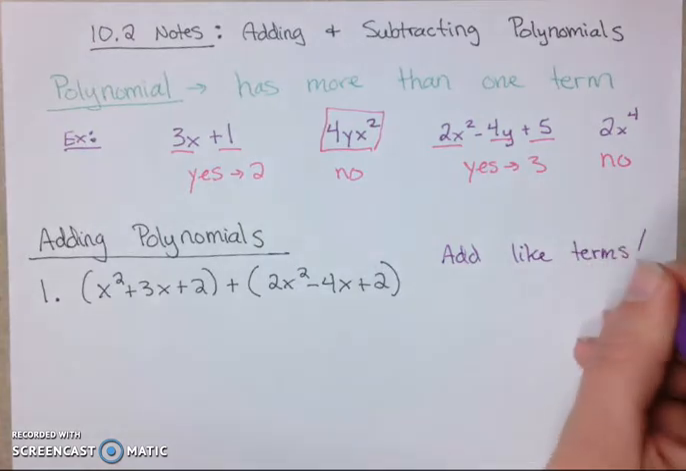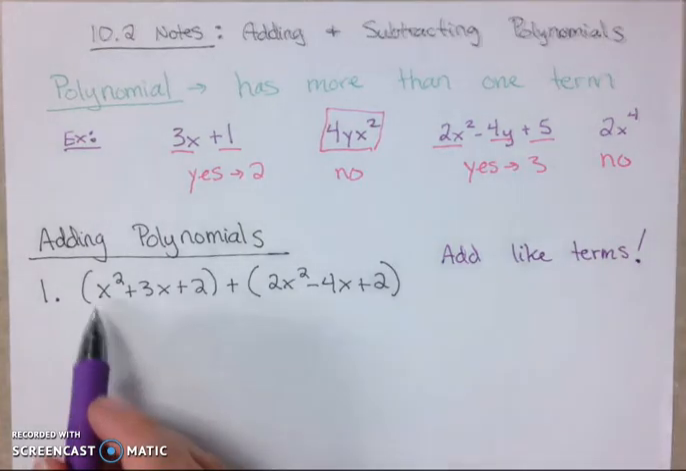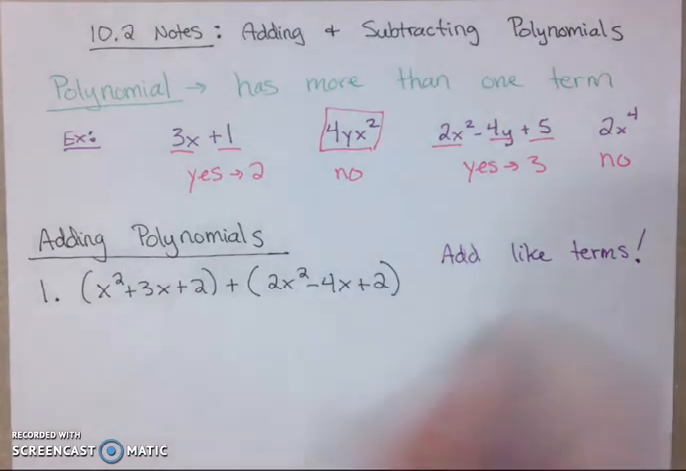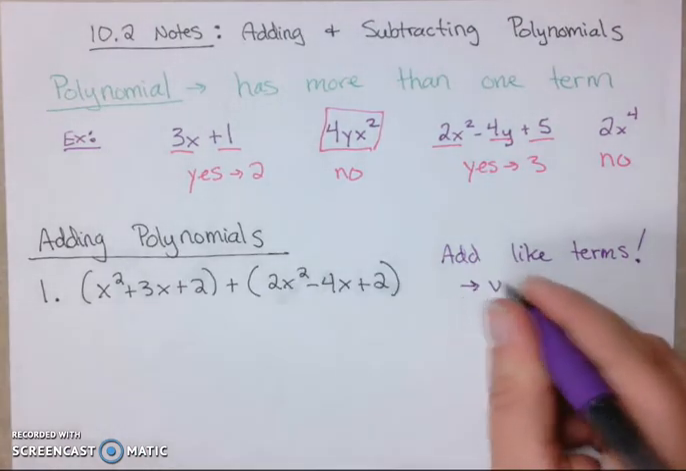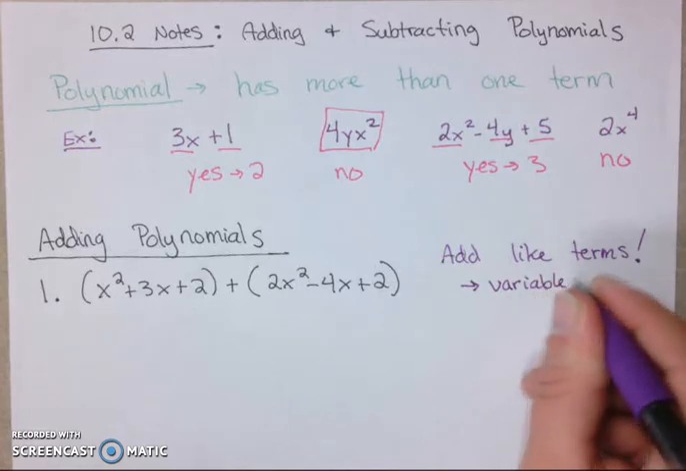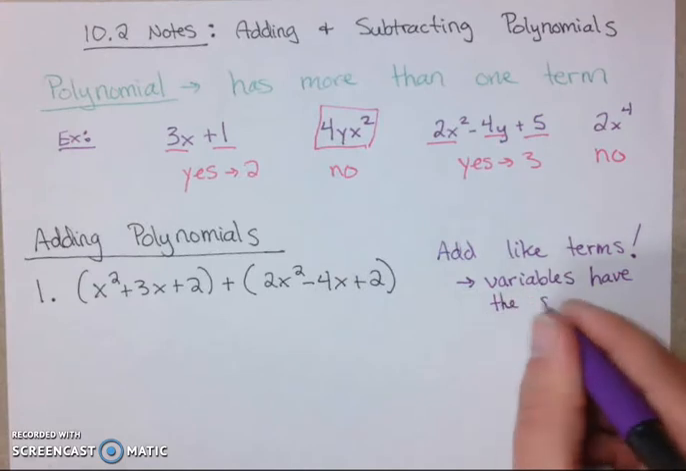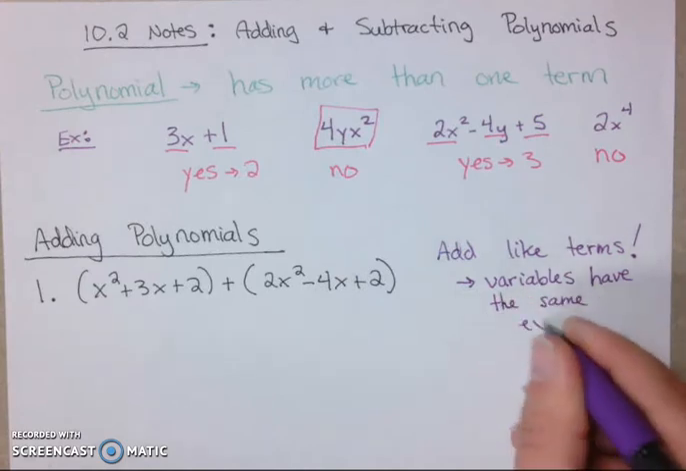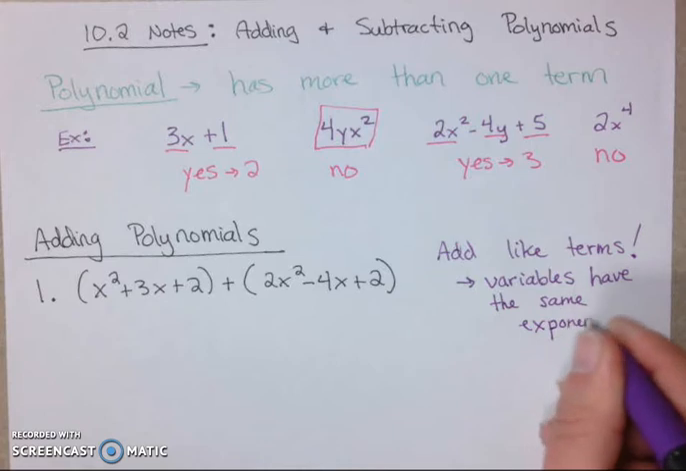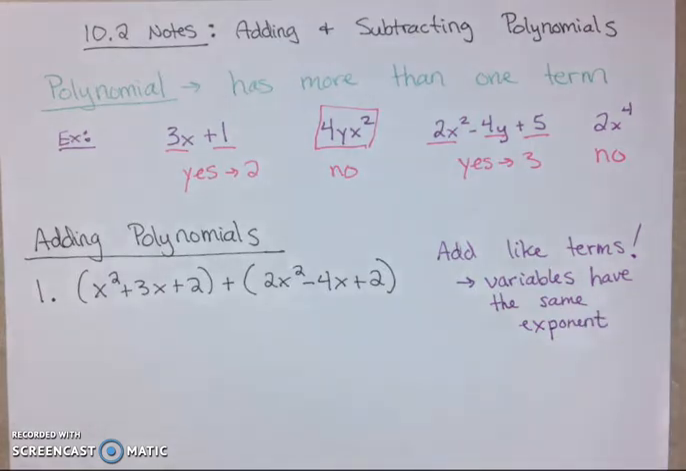For something to be like terms, when your x's, they have to have the same exponent. So when we're talking about variables, you can only add them if the variables have the same exponent. And they of course have to be the same variable as well. I can't take x squared plus y squared because they're 2 different variables. I also can't take x to the 4th plus x to the 2nd because they have different exponents. So what I'm going to do is find my like variables.